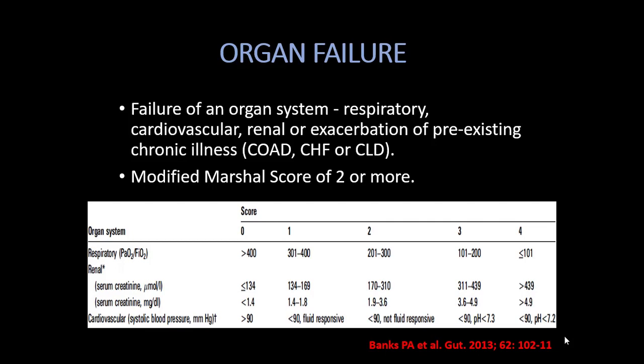So how do you assess organ failure? As per the modified Marshall score, we can assess organ failure. For the respiratory system, we do a PO2/FiO2 ratio. For renal failure, you need to do a serum creatinine, and for cardiovascular, you need to look at the systolic BP of your patient.